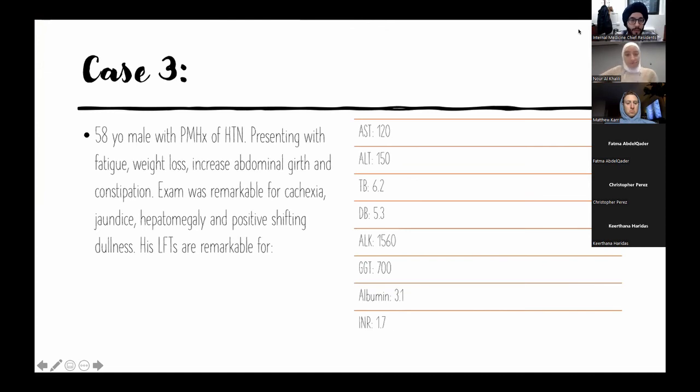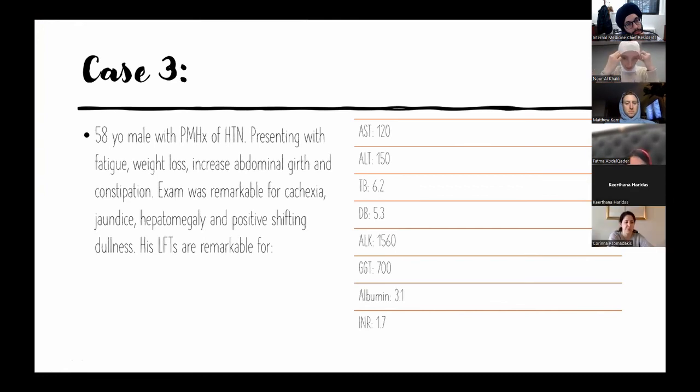58-year-old male with past medical history of hypertension, presenting with fatigue, weight loss, increased abdominal girth, and constipation. Exam was remarkable for cachexia, jaundice, hepatomegaly, and positive shifting dullness. His LFTs are remarkable for AST, ALT elevated to the hundreds. ALT is more than AST. Elevated total bilirubin, which is mostly direct. He has an elevated ALP and GGT. Albumin is 3.1, INR is 1.7. So I guess we start with the questions that we asked: medication, supplements, alcohol, job.